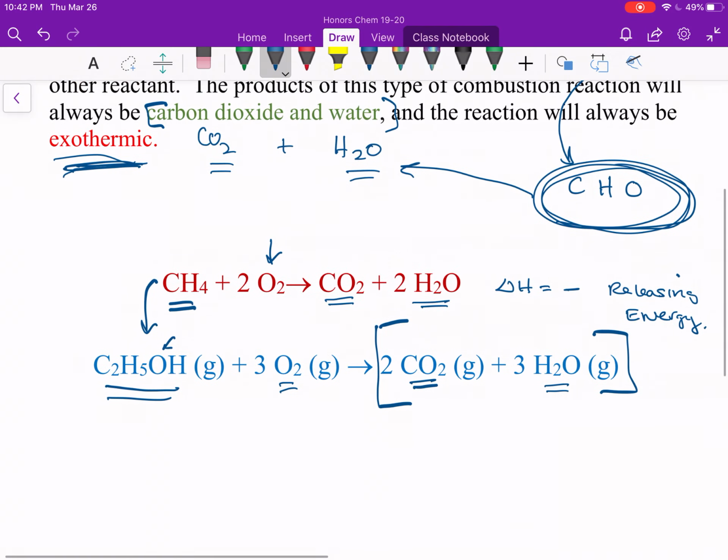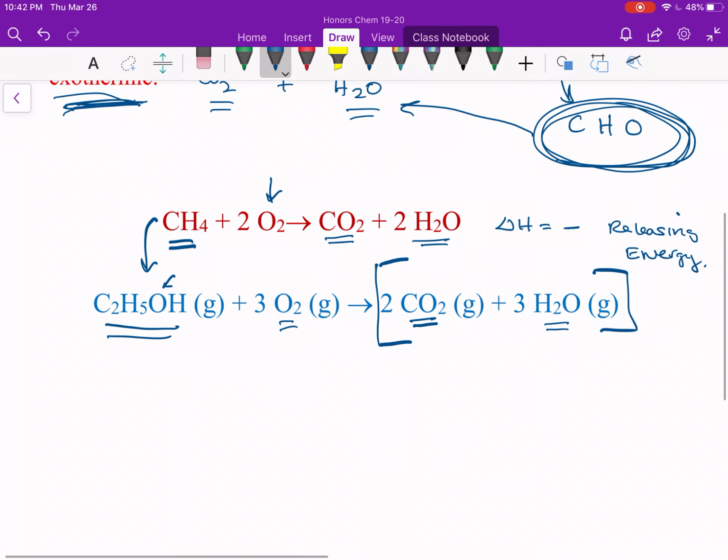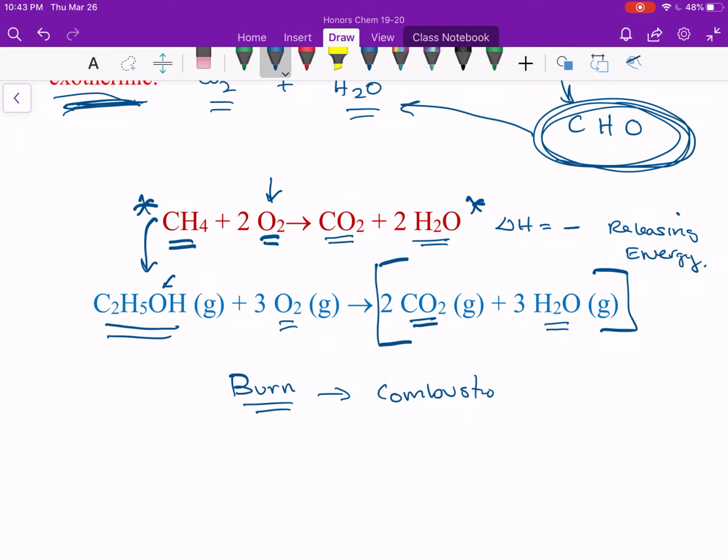There are a couple of different ways we can say this. If I'm describing this reaction with methane, I could say we burned some methane, and if something is burned, it's implied that it's a combustion reaction. If we are burning something, we are putting it through combustion and reacting it with O2. That's a big difference from if we heat something, which normally results in a decomposition reaction.